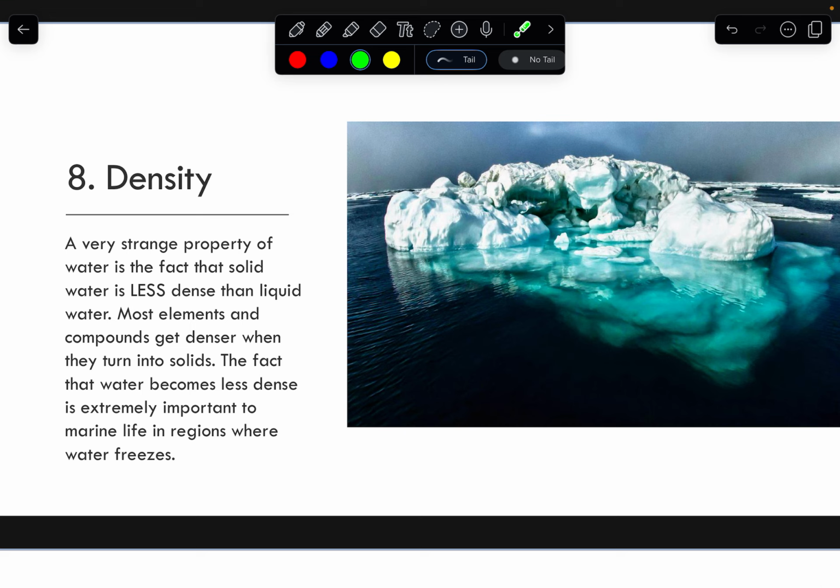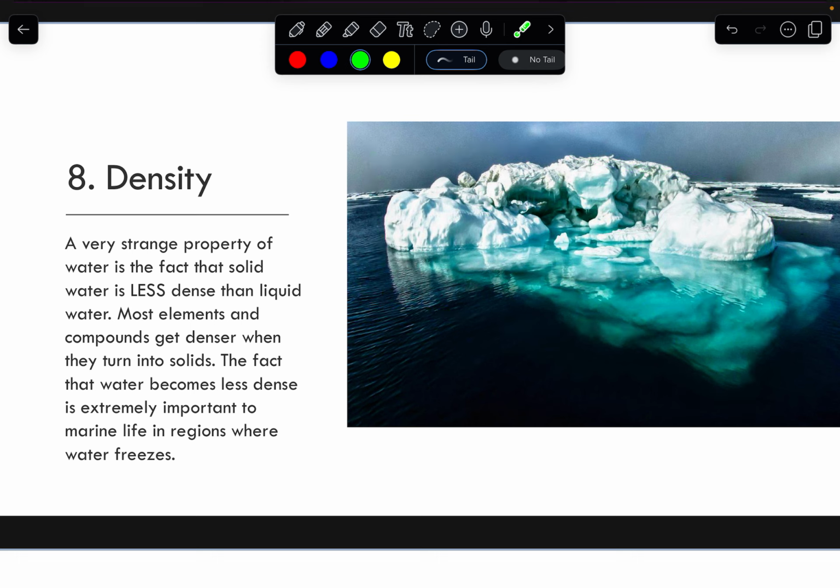Property number 8 is density. This is probably the weirdest property for water. Most substances will become more dense when they go from liquid to solid. Okay, those substances become more dense because the atoms get closer together. The molecules get closer together. Water is a weird one where the molecules actually spread out as it goes from liquid to solid.